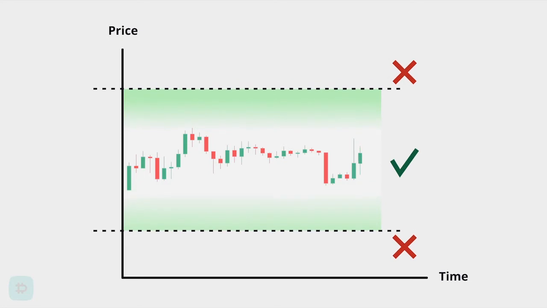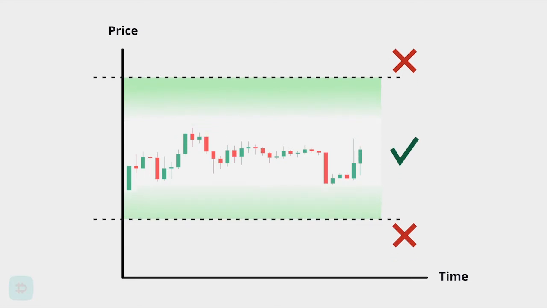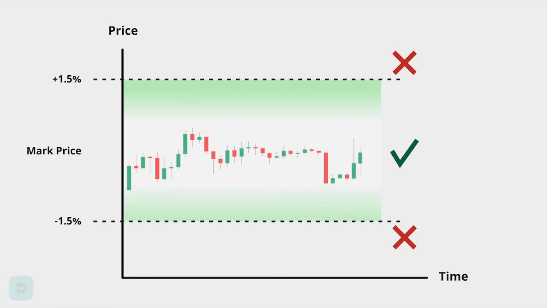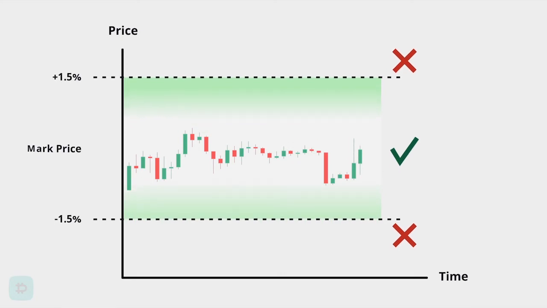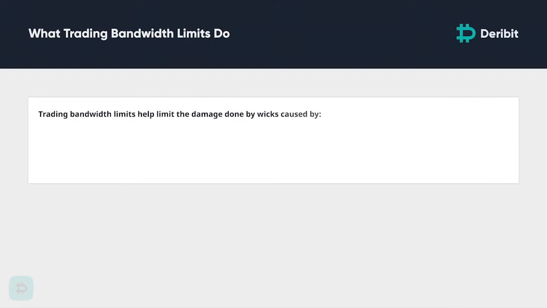For example, at time of writing, the Bitcoin perpetual contract limit is currently set at the mark price of plus or negative 1.5%. So if the perpetual mark price is currently at $10,000, the bandwidth limits will be set at $9,850 and $10,150. For as long as the mark price is $10,000, the traded price cannot exceed these limits in either direction. Functionally, what these bandwidth limits do is stop huge deviations away from the current price of the asset, as defined by the mark price.